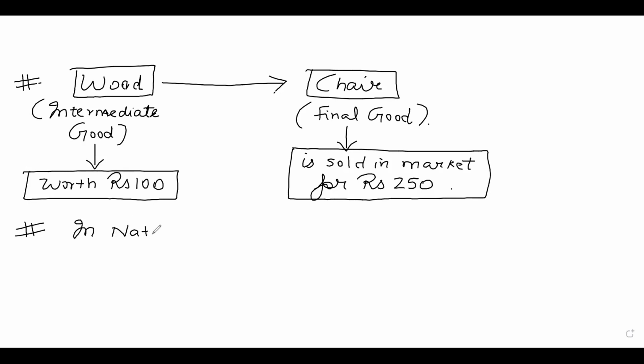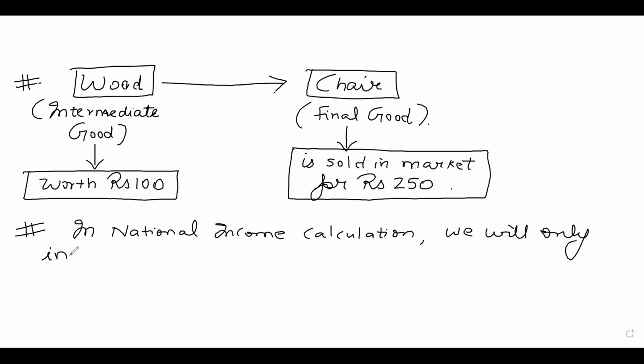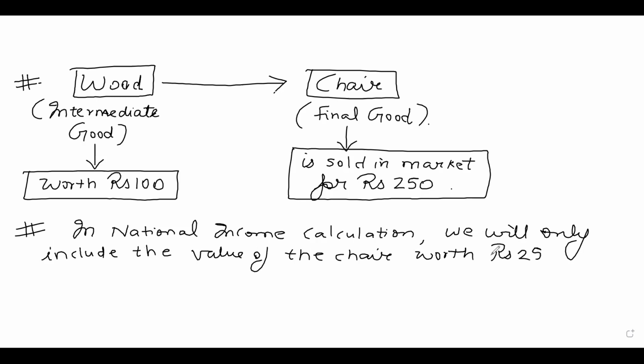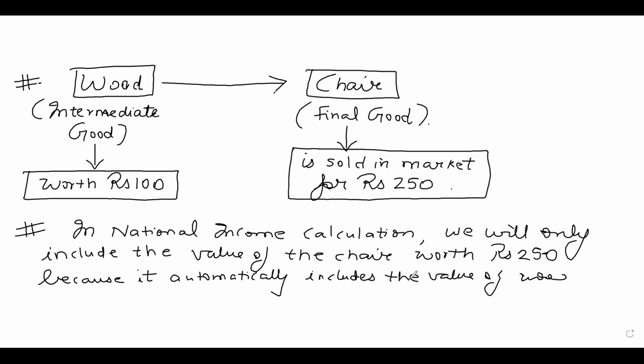In calculating national income, we will only include the value of the chair worth rupees 250, because it automatically includes the value of wood worth rupees 100.